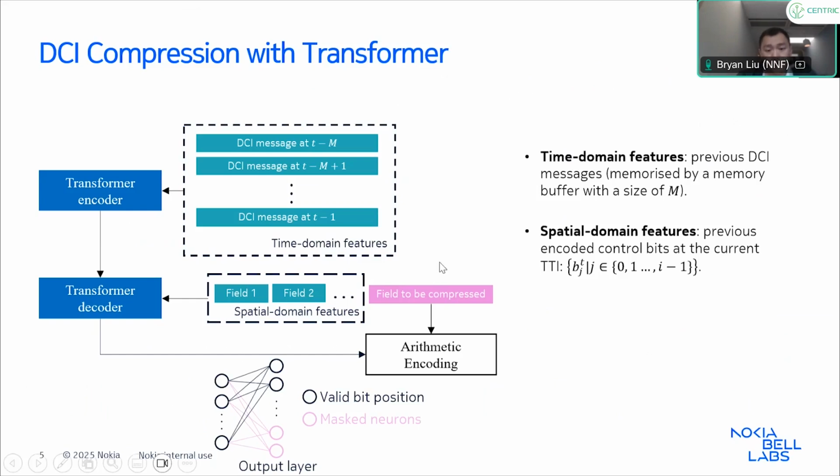And again, like the previous slide showed, the architecture where this probability distribution estimate will serve as the input for the arithmetic encoder, and then we encode from the very first symbol to the last one. So in the end, we'll have one encoded sequence to be transmitted in the PDCCH.